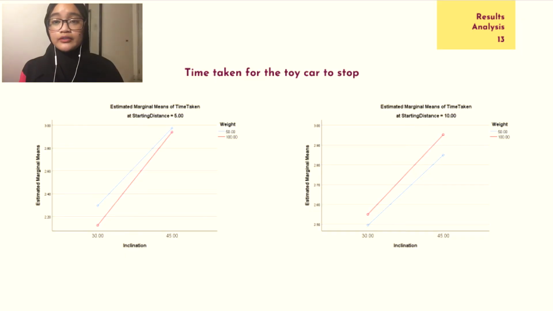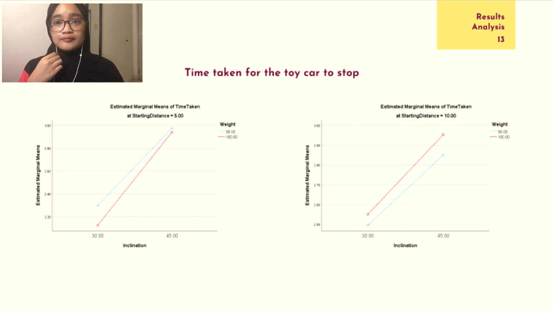Now let's look at the first two graphs. It can be concluded that as the inclination angle increases, the time taken for the toy car to stop will also increase. Referring to the first graph, it is shown that by using a 50 gram weight of load at a starting distance of 5 centimeters, the estimated marginal mean produced is much higher. But when using a starting distance of 10 centimeters, the estimated marginal mean produced for the 50 gram weight of load is lower.